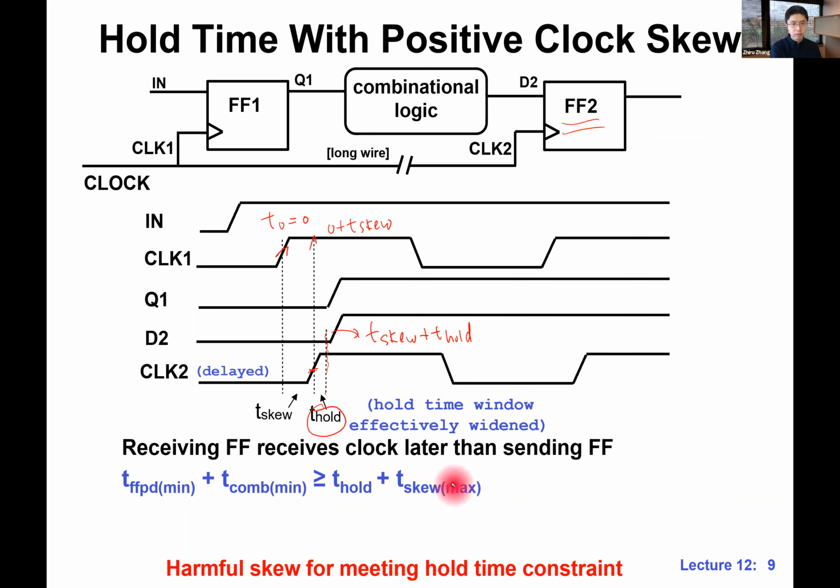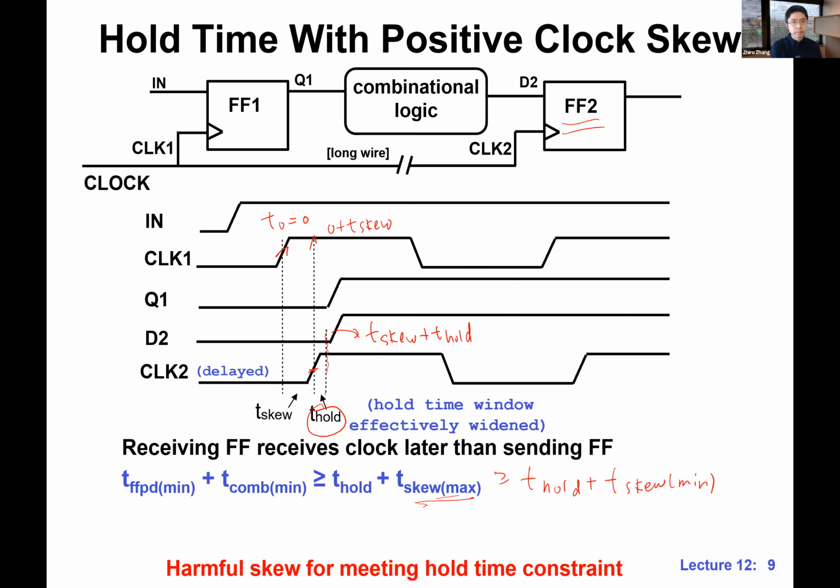This is the hold time window, this is a new effective hold time window on the right hand side, and this is the so-called contamination delay. This is the shortest path, where we take the minimum propagation delay for FFPD and also combinational logic. Also notice that we are taking skew max here, because if we do this, we can automatically cover everything else. That's why we take skew max.